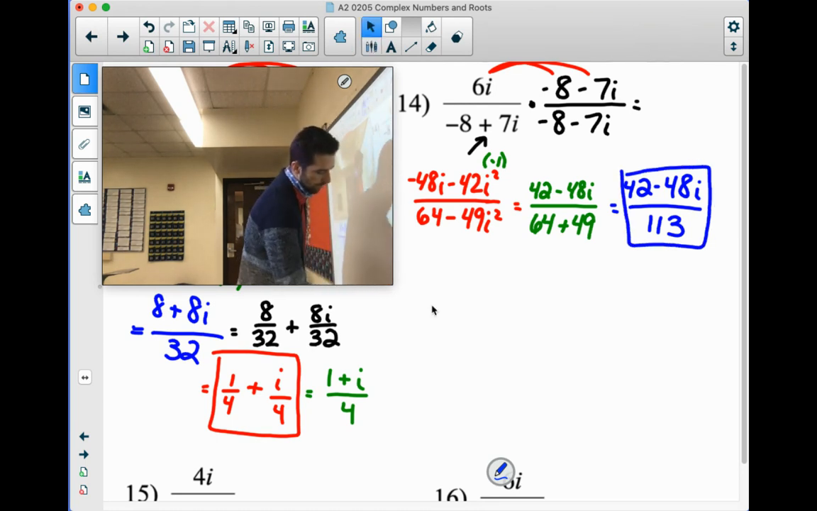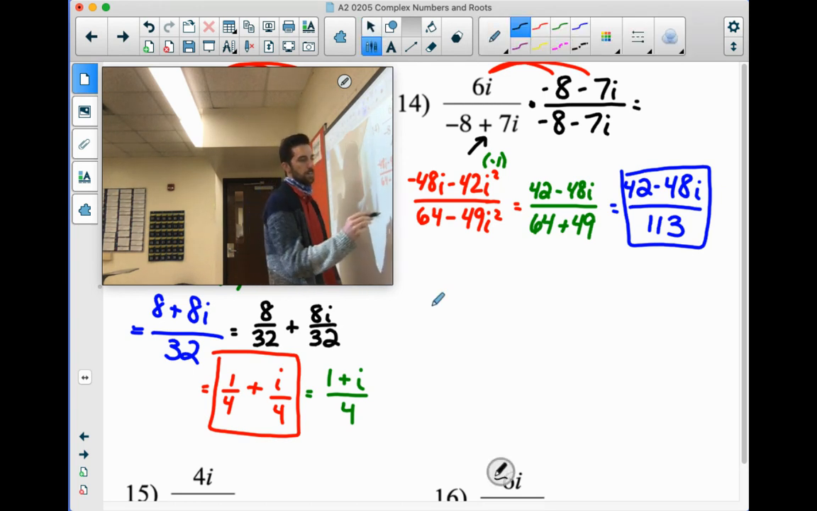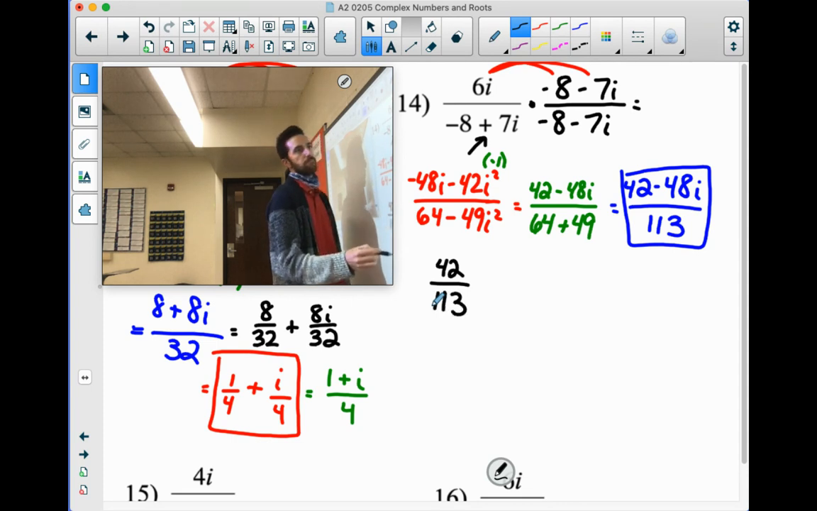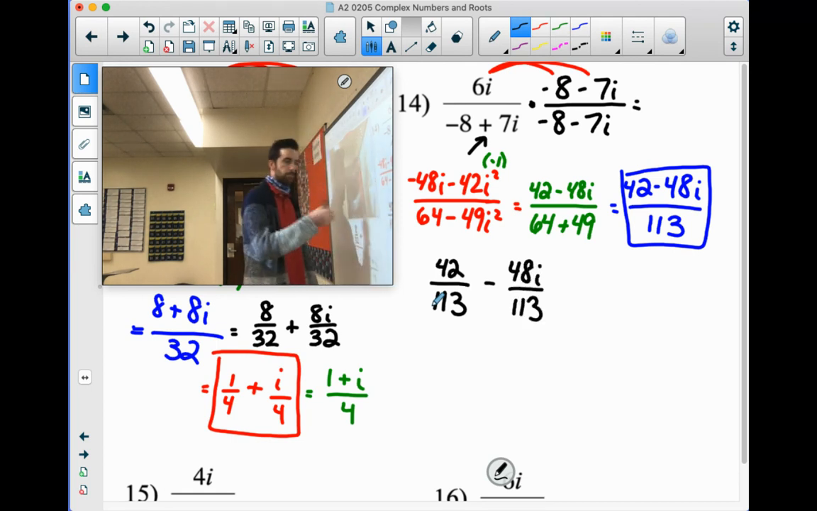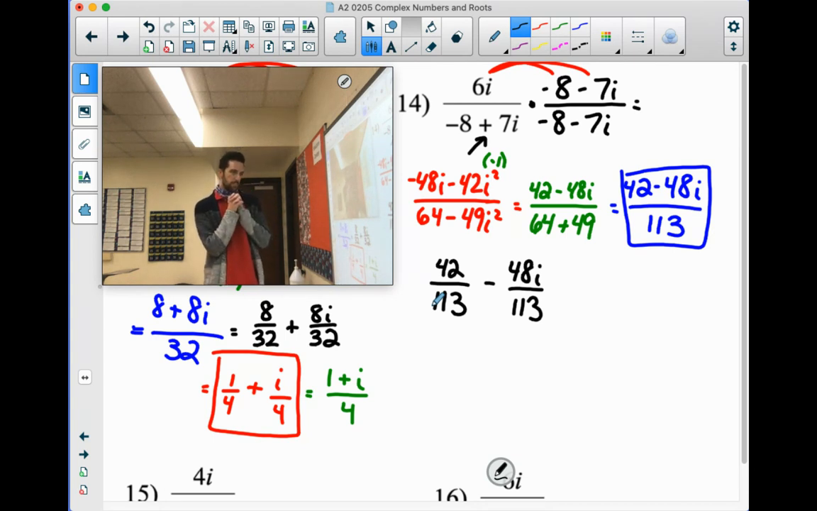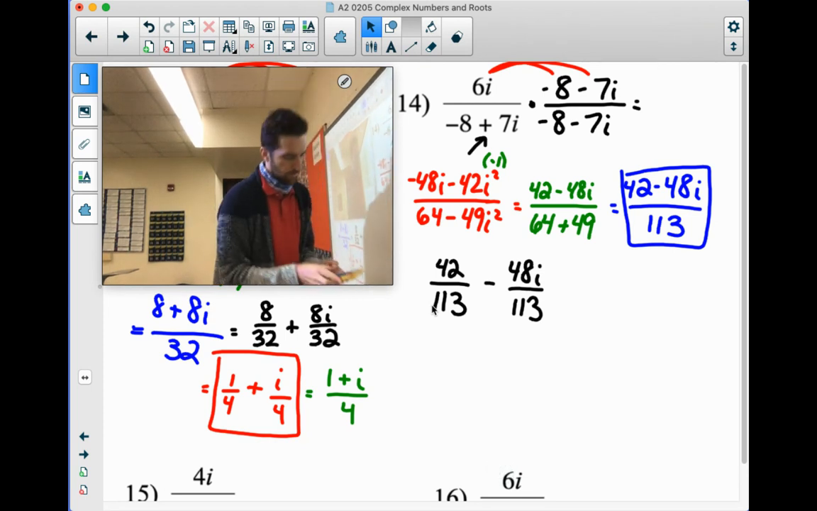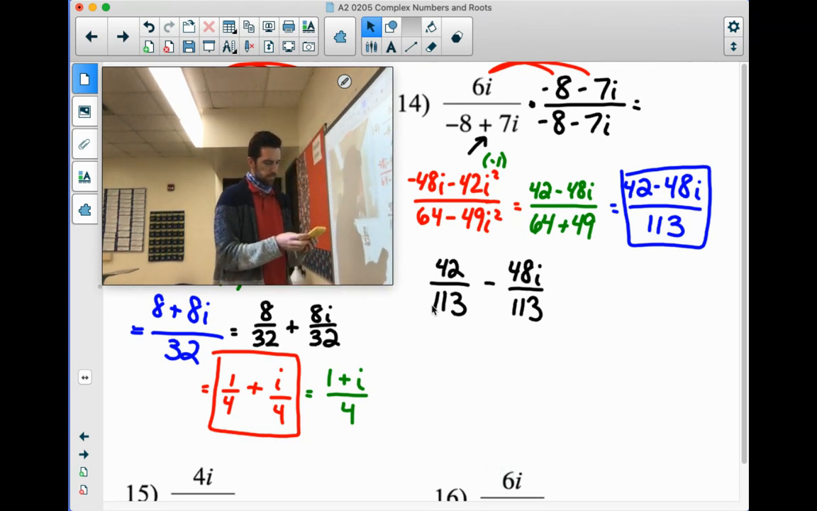So again, I know we briefly talked about it in the last video, you can think of it as two separate fractions. 48i over 113. And you might be able to simplify part of one of these. Let's see. 113, does 7 go into that? 70. I don't remember. I think 112 is divisible by 7. No. Okay. So this in the blue box would be your final answer there.